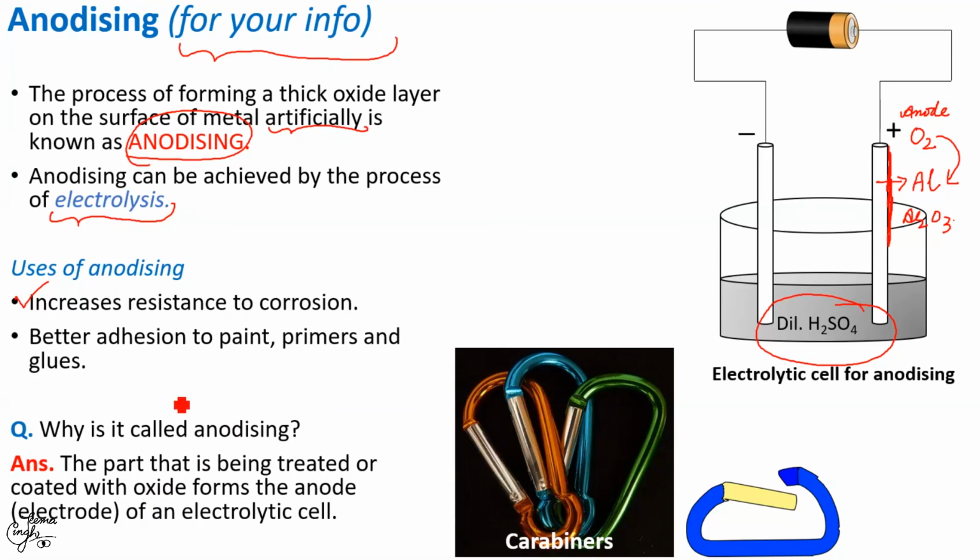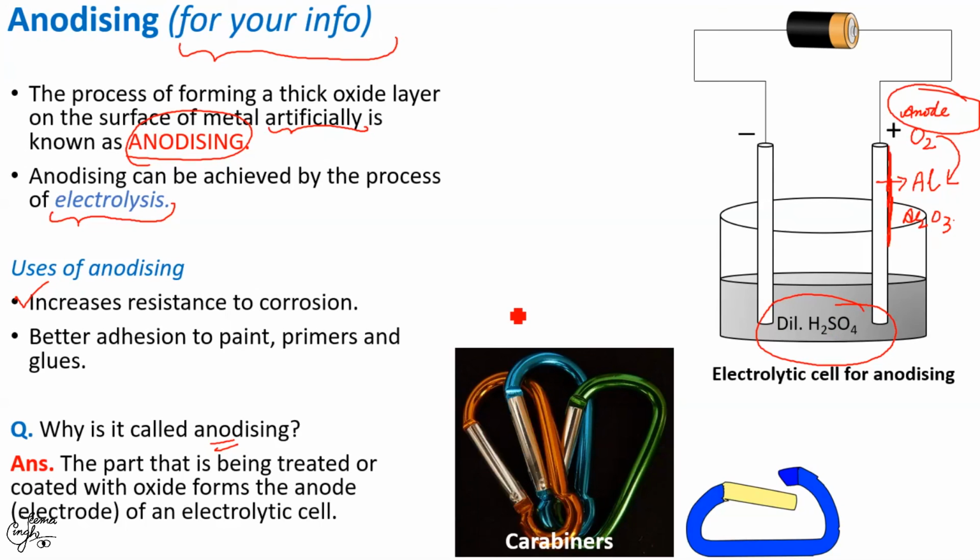Well, why is this process called anodizing? This is because the part that is being treated, here that part is the aluminium rod, forms the anode or the positive electrode of an electrolytic cell, and hence the process is known as anodizing. With this, we complete the first chemical property of metals, that is their reaction with oxygen.